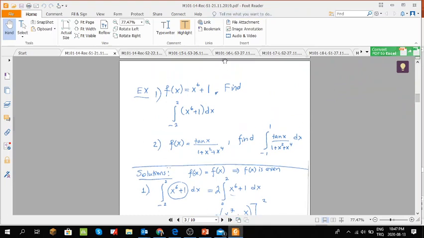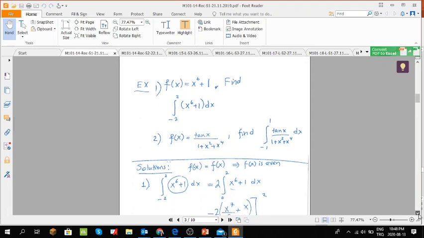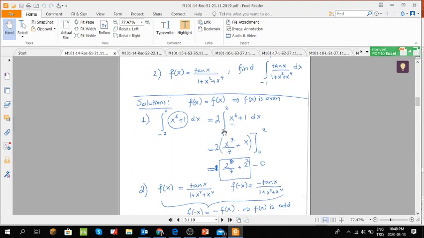The first function, f of x equals x to the 6 plus 1, is even. So we are going to be calculating from 0 to 2 and multiplying by 2. That's it. So here's the solution you would see. Just calculate from 0 to 2 and multiply by 2. This is easier.